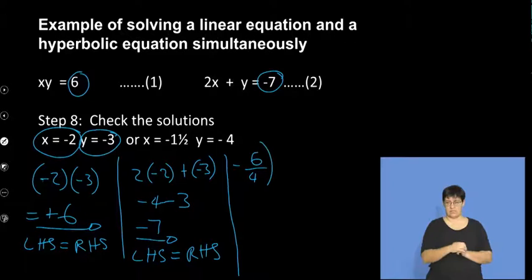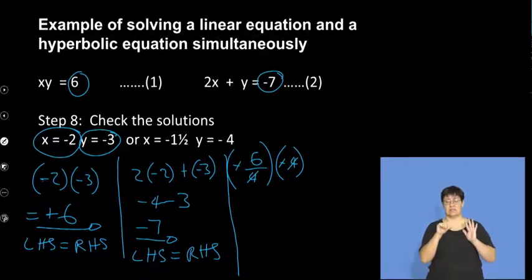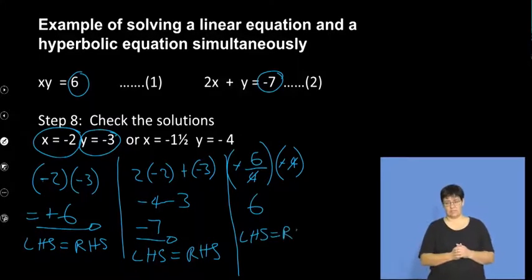Negative 6 over 4 is the same as negative 1.5, and this will be multiplied by negative 4. Negative 6 over 4 multiplied by negative 4: the 4 and the 4 will divide, negative and negative will be positive, then my answer will be a positive 6. You can see that the left-hand side is definitely equal to the right-hand side.